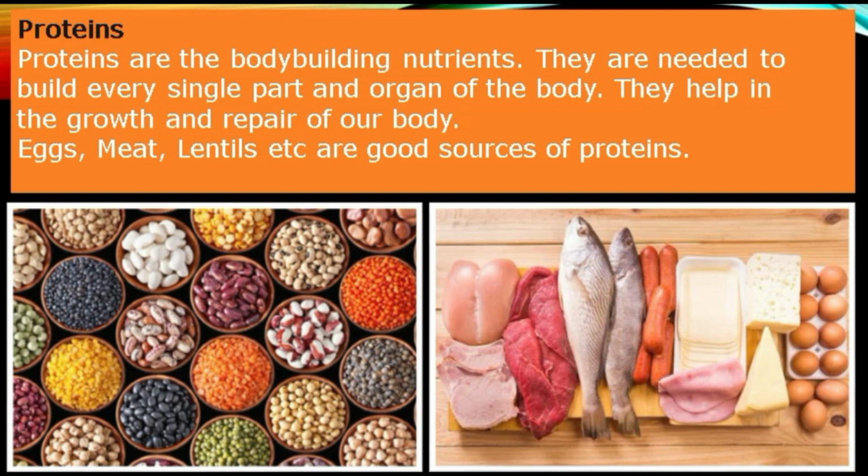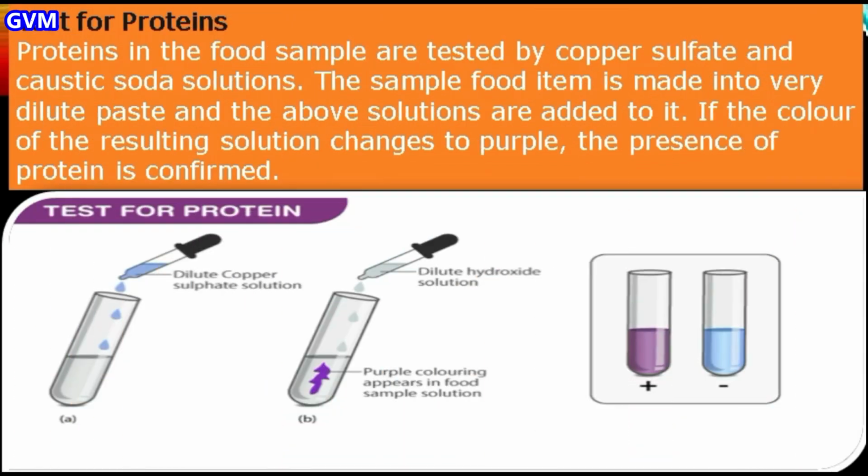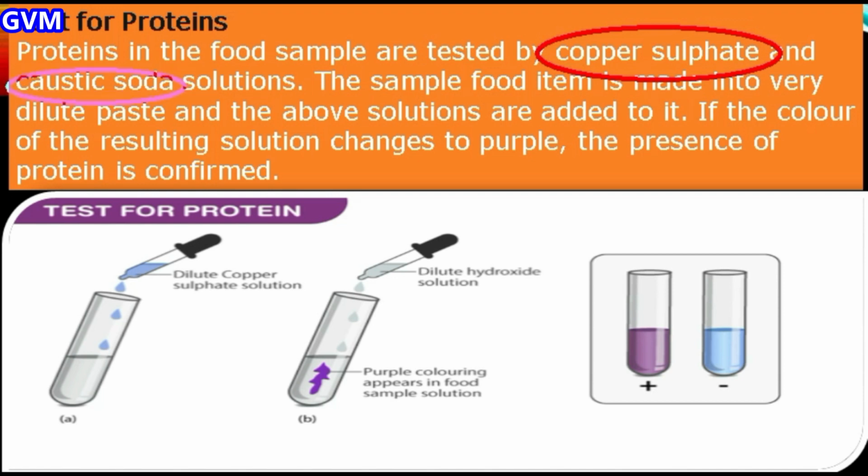Students, now we can test the presence of proteins also in our diet. So let's move on to the next slide where we will discuss how we can test the presence of proteins in our diet. Students, to test the presence of proteins in our diet, we need two major salts that are copper sulfate and caustic soda. First of all, you have to take the given food item and make it into a very dilute paste.